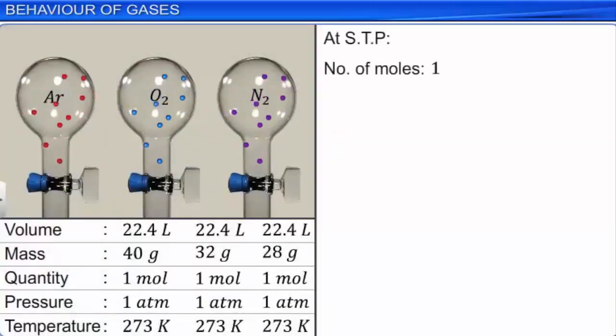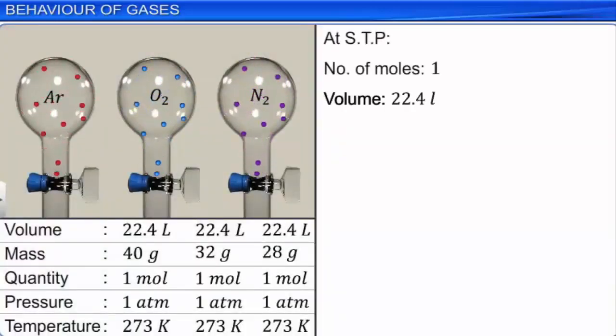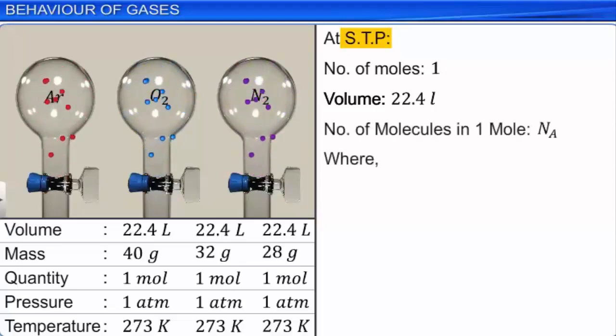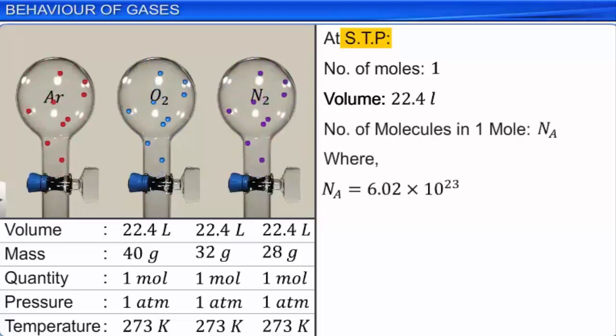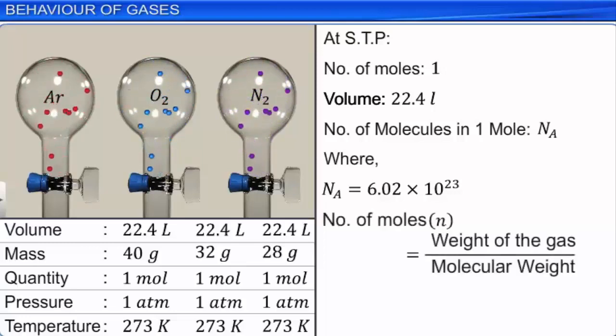1 mole of any gas can occupy a volume of 22.4 liters at STP, and it contains Avogadro's number of molecules, that is 6.02 into 10 raised to power 23 molecules. The mass of 22.4 liters of any gas at STP is equal to its molecular weight. Thus, the number of moles in a gas is calculated by using the formula number of moles n is equal to the weight of the gas in grams divided by its molecular weight in grams.